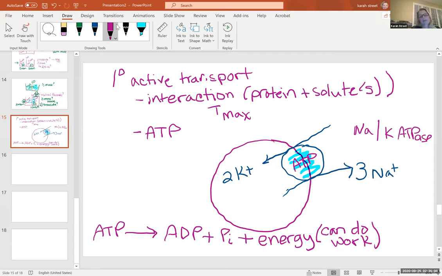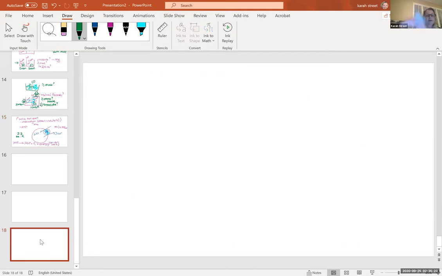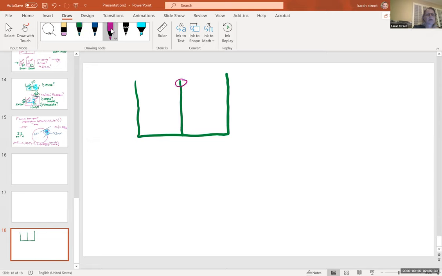Now this sodium potassium ATPase, if it could talk to you, it would say, hey, are you noticing that I have a 3:2 ratio? I move three sodium for every two potassium, a 3:2 ratio. And when we look at our experiment that we did, we had two beakers set up side by side. We didn't have a molecular weight cutoff in between the two.